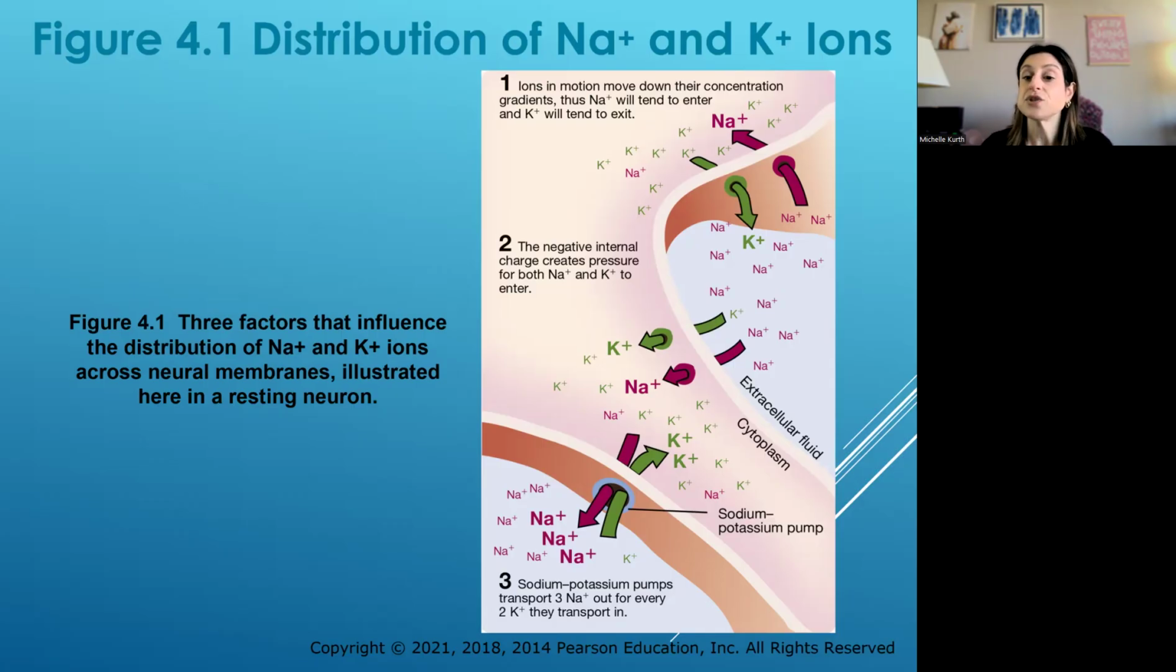That is that diffusion pressure, just like how that perfume spreads across the room. And then there is the electrostatic pressure. Again, the inside of the neuron is negatively charged compared to the outside. So positive ions like sodium and potassium are attracted to that negativity, just like magnets. As I mentioned, this is what it looks like in the figure.